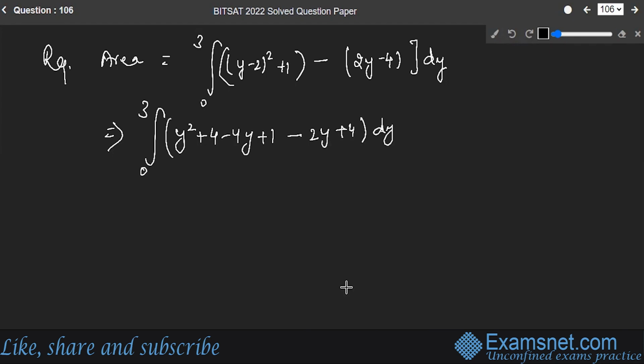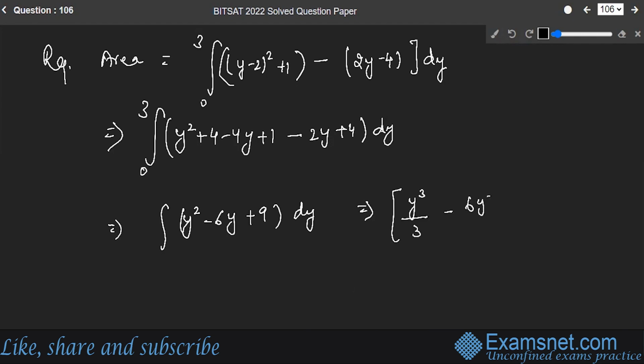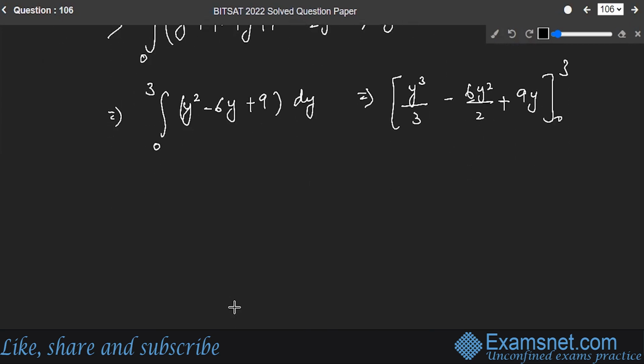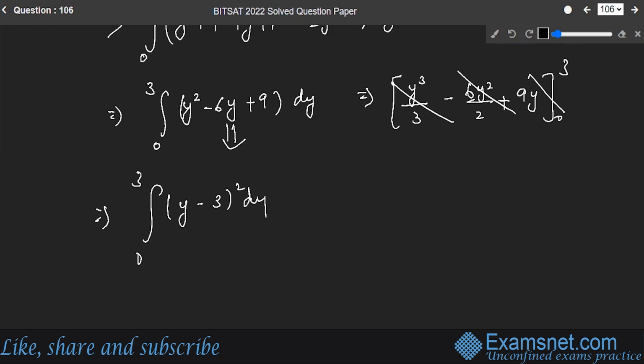You will have some cancellations. Let's check what the cancellations will be. So you have y square minus 6y, no cancellations, plus 9 dy. Okay, so this will be equal to y cube upon 3 minus 6y square upon 2 plus 9y. Limits are 0 to 3. Let's put the limits now. See one thing, wait. This is easy. This is 0 to 3. This is (y minus 3) square dy.